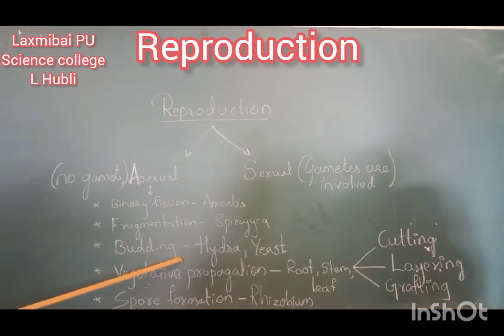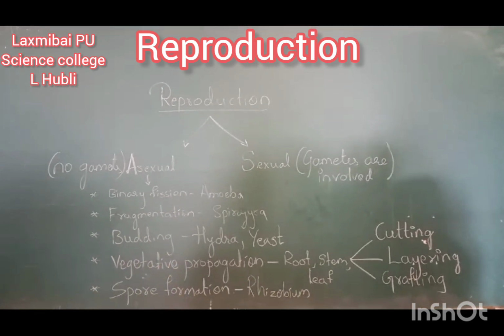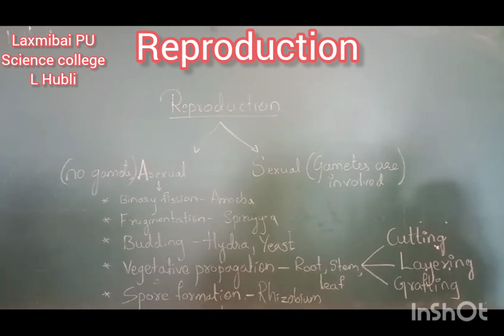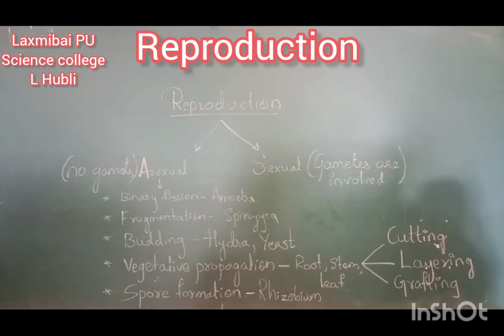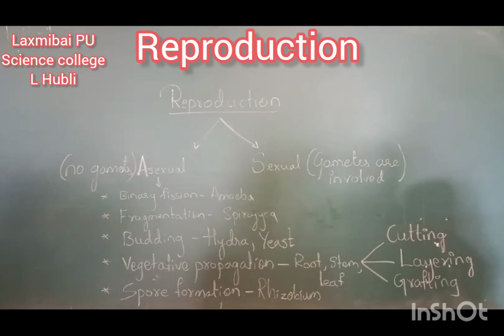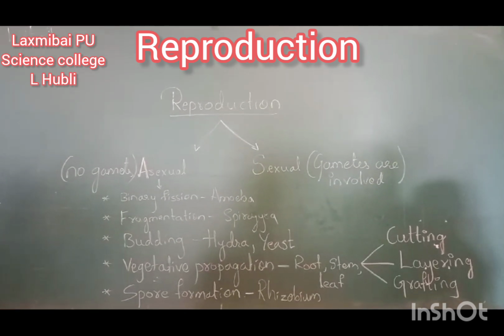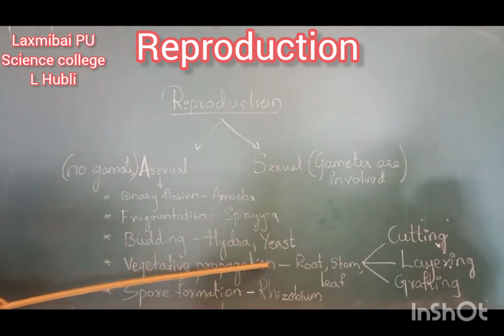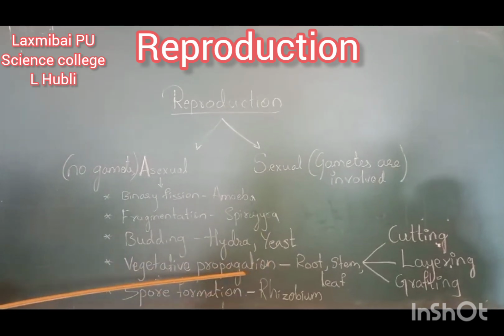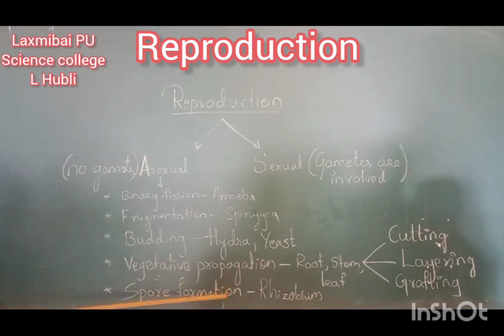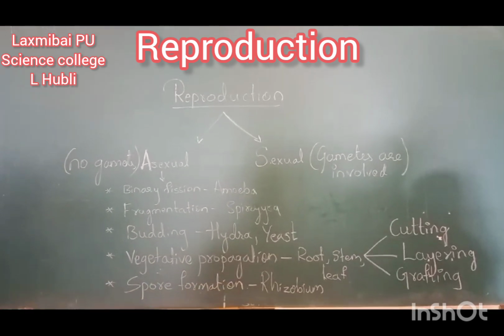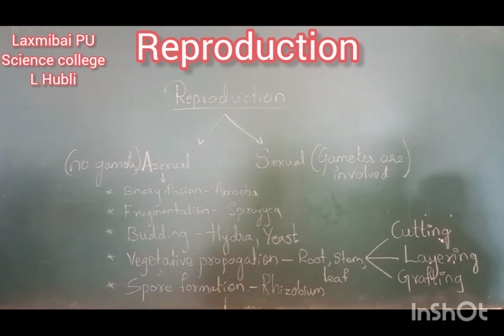Fragmentation, budding, vegetative propagation and spore formation. So, these all slides we are going to observe today. I will show you how the actual structure of amoeba looks like, how the actual structure of Spirogyra looks like, how Hydra and yeast look like, and you can also perform the experiment based on grafting, layering and cutting as I have said you earlier. And lastly, you are going to see about rhizome, which is nothing but your bread mold.